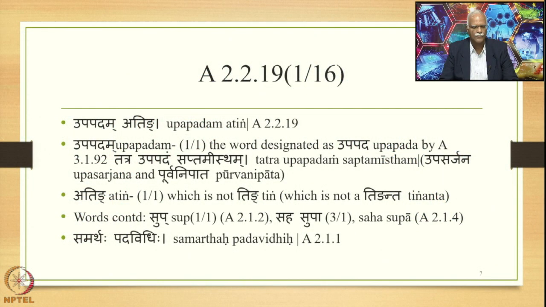Upapada Samasa is stated by the sutra Upapadam Ating, 2.2.19. This sutra has two words, upapadam and ating. So upapadam is 1/1, which refers to the word designated as upapada by 3.1.92, tatropapadam saptamistham. Now, upapada is assigned the term upasarjana because it is in prathama by the sutra prathama nirdishtam samasa upasarjanam. And then upasarjanam purvam is another sutra which ensures that this upapada occupies the initial position in the samasa, purvanipata. The word ating is also there in the sutra, which is in 1/1, and this means which is not a tinganta.